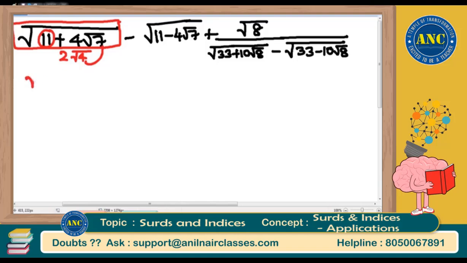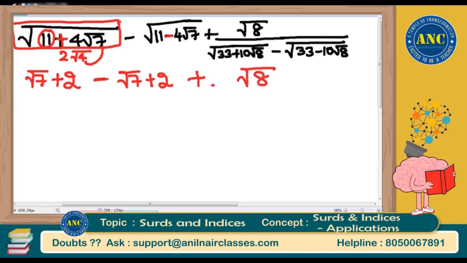Or in other words, root 7 plus 2 is the expression for that. Very straight. Because it is plus here, I wrote plus. Because it is minus here, I will write minus. It is root 7 minus 2. But if I take this negative sign and multiply within the bracket, it becomes root 7 minus of minus 2, which becomes plus 2. Similarly, in the denominator, the third term is root 8 divided by the denominator.